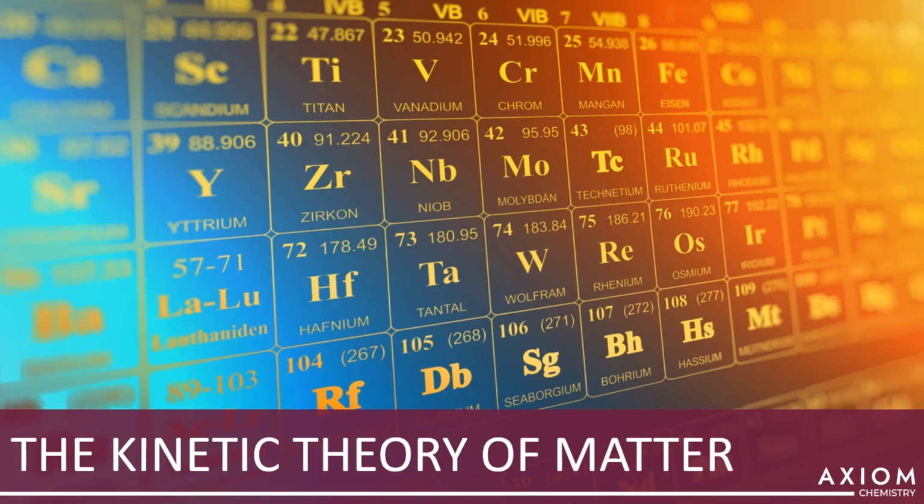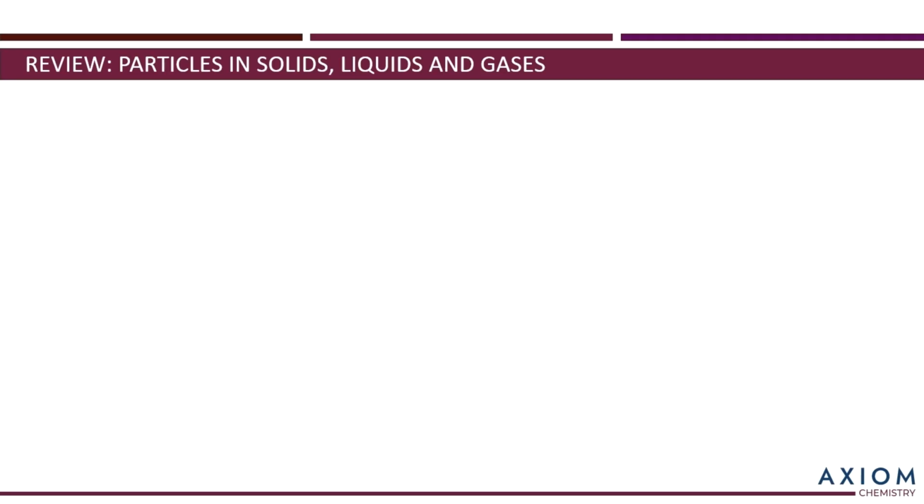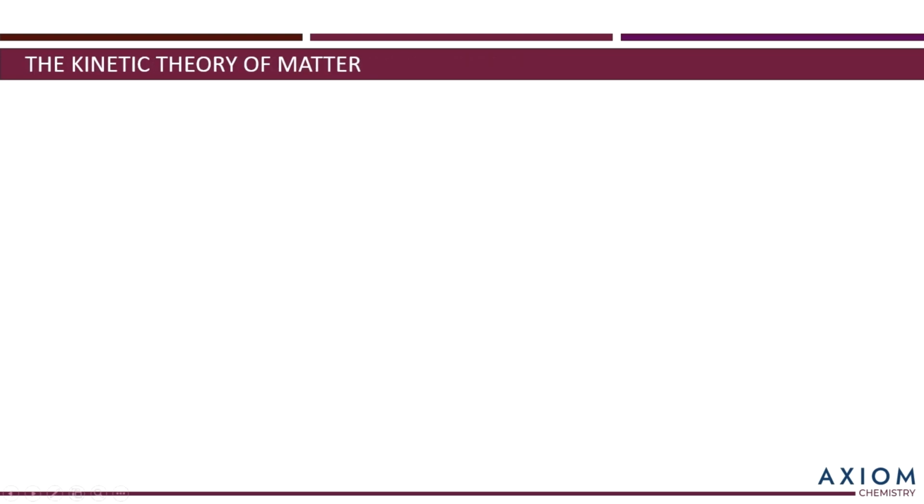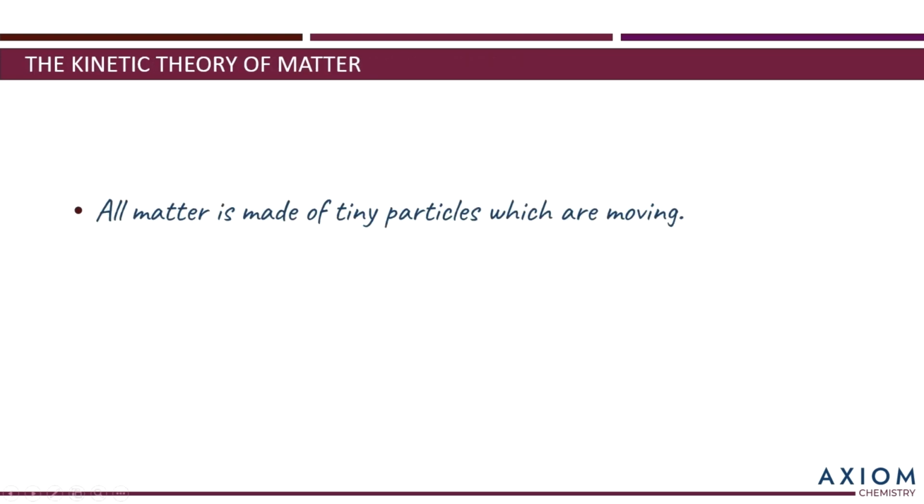In this video, we're going to talk about the kinetic theory of matter. But first, let's review what we've discussed about particles in solids, liquids and gases. We've seen that those particles are always moving. So in solids, the particles can vibrate. In liquids, the particles can slip and slide over each other. And in gases, the particles can move in all directions. So in summary, we could say that all matter is made of tiny particles which are moving.